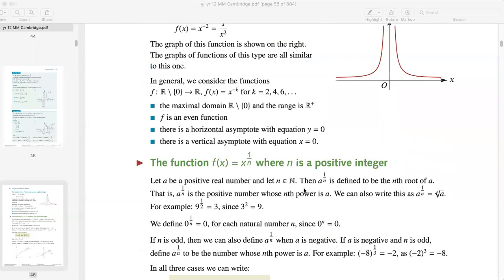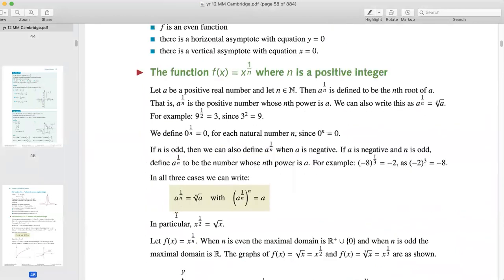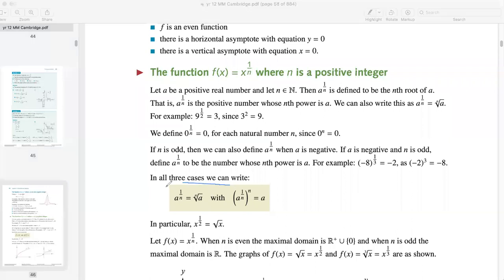And let's keep moving. This is the one I like to emphasize here: a to the power of 1 over n equals the nth root of a. Which means square root of 4 means 4 to the power of half, okay? So make sure you know this one. And again, once we know this, we get a lot of new graphs.